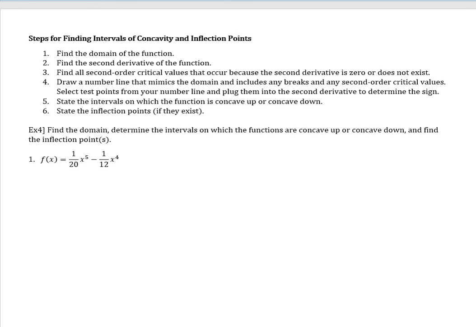Hi everyone, welcome to our video on finding the intervals of concavity and inflection points for a polynomial function right here. Alright, so in this example it says find the domain and then determine the intervals on which the functions are concave up or concave down and find the inflection points. Alright, and we're just going to break down these steps as we go.